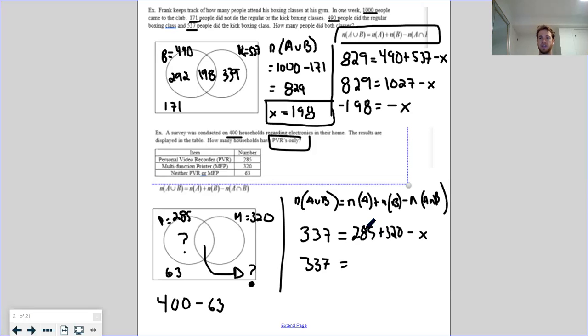So how did I get 337? Okay, so if you look here, 63 people aren't having any of it. So you would take the 400 total households and you would minus 63, and I'm pretty sure that's 337 unless my math is off. Cole, does that answer? Okay. So 337, I took the total amount of households, I subtract the people that aren't included, and then I will add these two together. The number in A plus the number in B is going to be 605, it looks like.